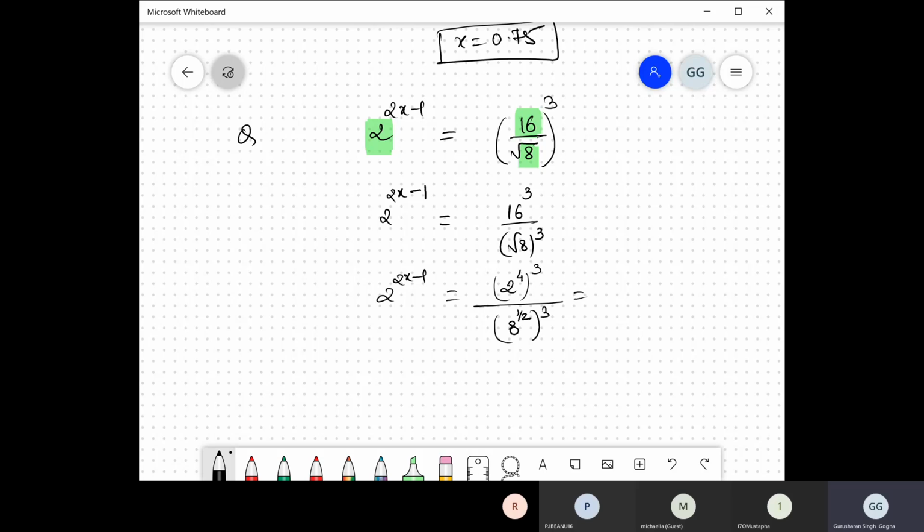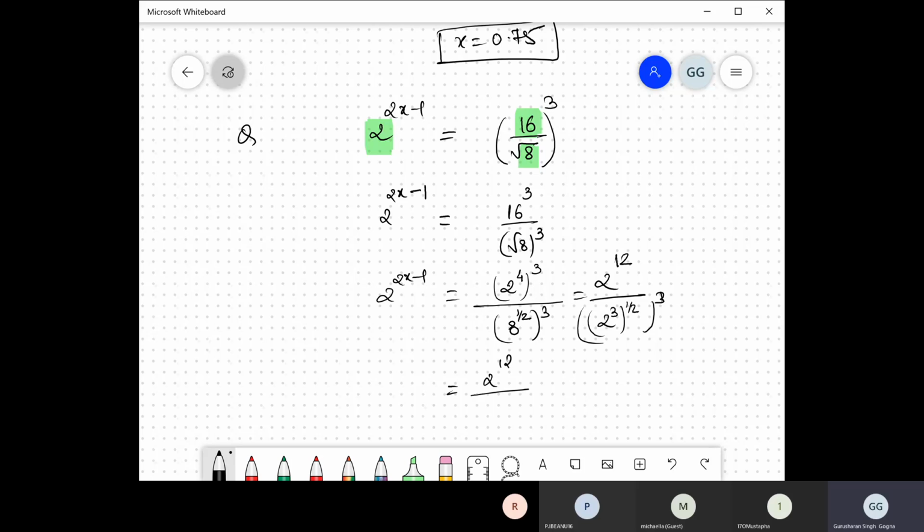Now 2 to the power, 4 to the power 3. So when you have power to the power, you multiply the power. So this becomes 12. This 8. 8 means what? 2 to the power 3. So 2 to the power 3 to the power half and then to the power 3. Okay. So you have three powers. Doesn't matter. Power to the power to the power means you have to multiply the powers.